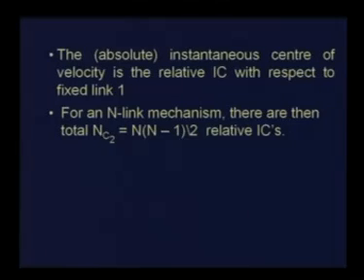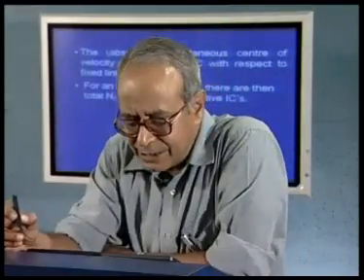So, if we have an n-link mechanism, then according to this kind of definition of relative ICs, we will have NC2, that is 2 links taken at a time. How many different combinations we can make, that is NC2 or n into n minus 1 by 2 relative ICs. So, for an n-link mechanism, we will have n into n minus 1 divided by 2 so many numbers of relative instantaneous centers.